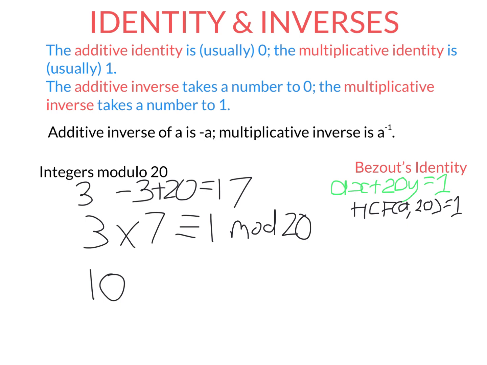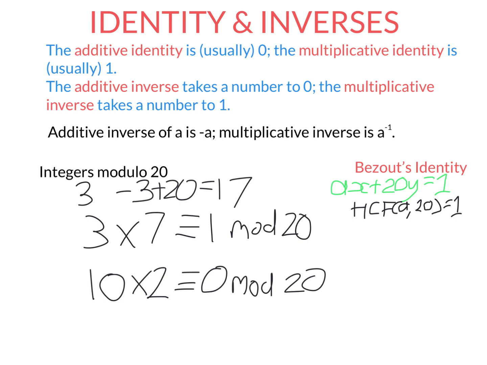It turns out that if an element modulo n does not have a multiplicative inverse, it is what we call a zero divisor. So 10 is a zero divisor because you can multiply it by a non-zero number to get 0. In fact, 10 times 2 is equivalent to 20, or 0 mod 20. So 10 and 2 happen to be zero divisors.